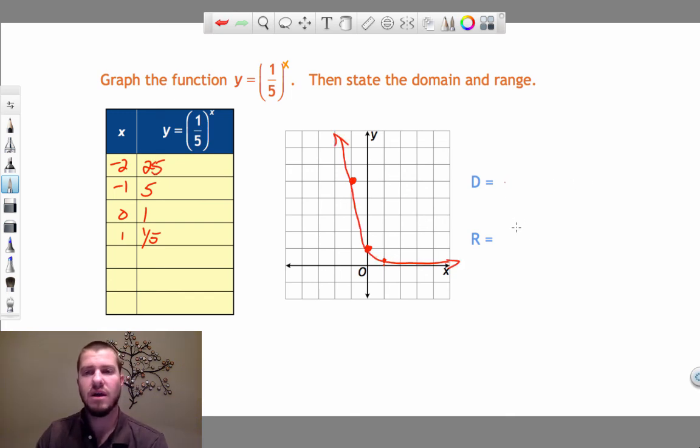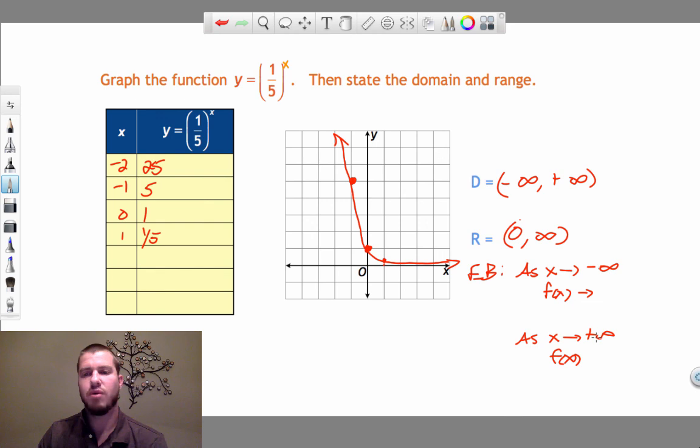The domain is from -infinity to +infinity. My range is from 0 to infinity. And my end behavior: as x approaches -infinity, f of x is approaching +infinity, and as x approaches +infinity, f of x is approaching that asymptote, which is at 0.